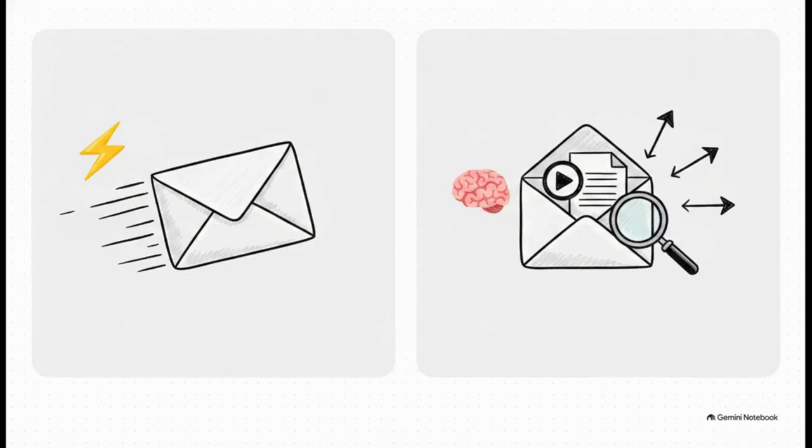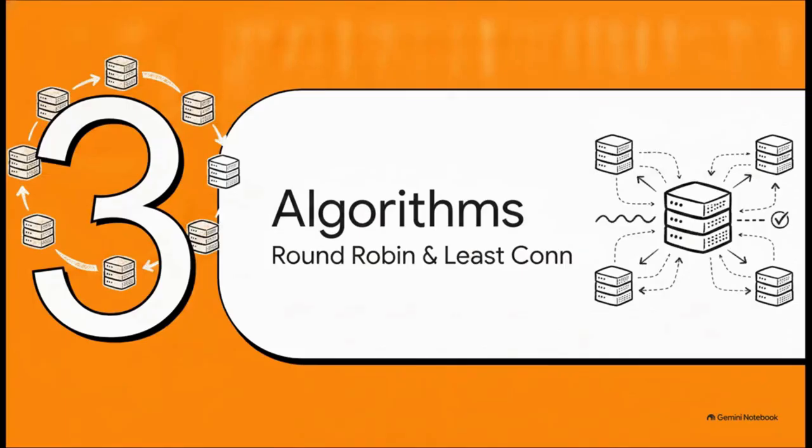Layer 7, on the other hand, operates at the application layer and it's all about smart routing. It actually opens that envelope. It looks at the HTTP data, the headers, and the specific URL you're trying to reach. Because it knows exactly what the user is asking for, it makes super intelligent routing decisions, like routing all video requests to a dedicated video server. So as a system designer, you have to choose the blazing raw speed of layer 4 or the data-aware precision of layer 7.